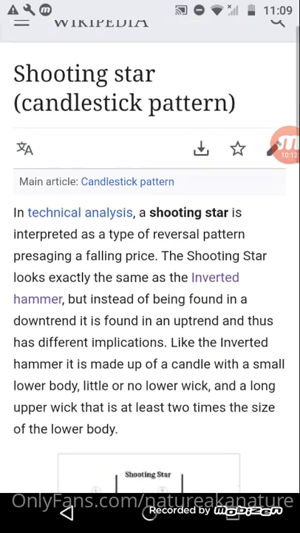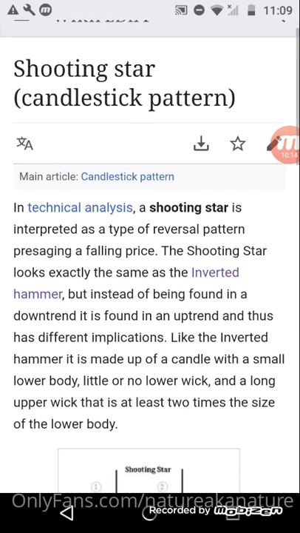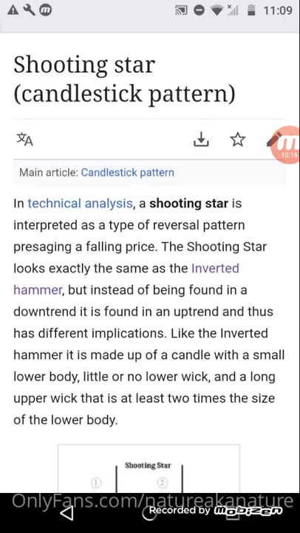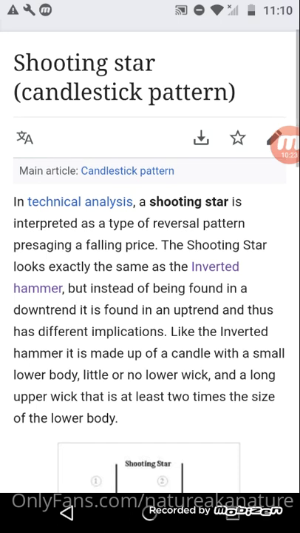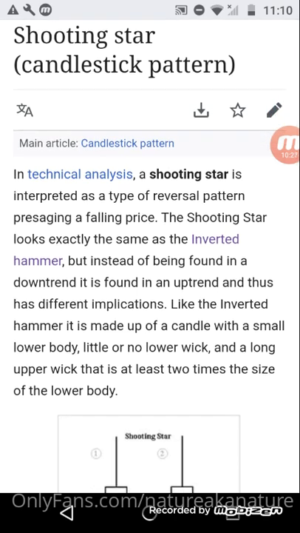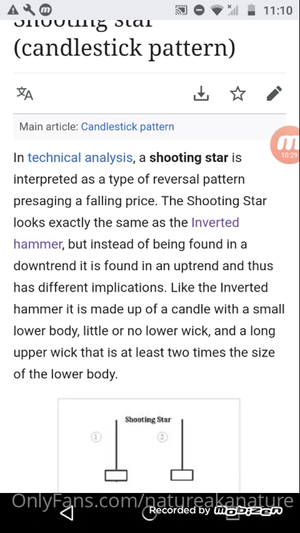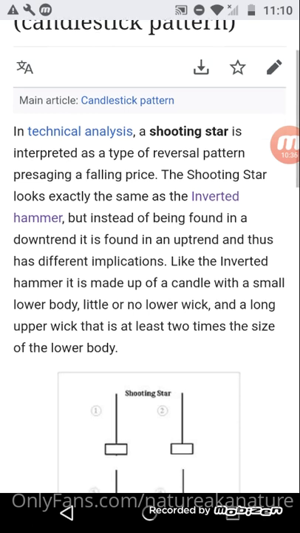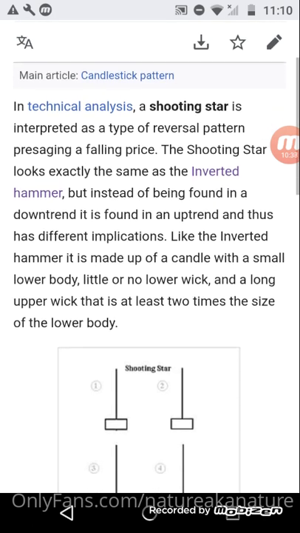It looks identical to the inverted hammer, but it occurs when price has been rising. The shooting star looks exactly like the inverted hammer, but instead of being found in a downtrend, it is found in an uptrend, and does have a different implication. Like the inverted hammer, it is made up of a candle with a small lower body and little or no lower wicks, and a long upper wick that is at least 2 times the size of the lower body.